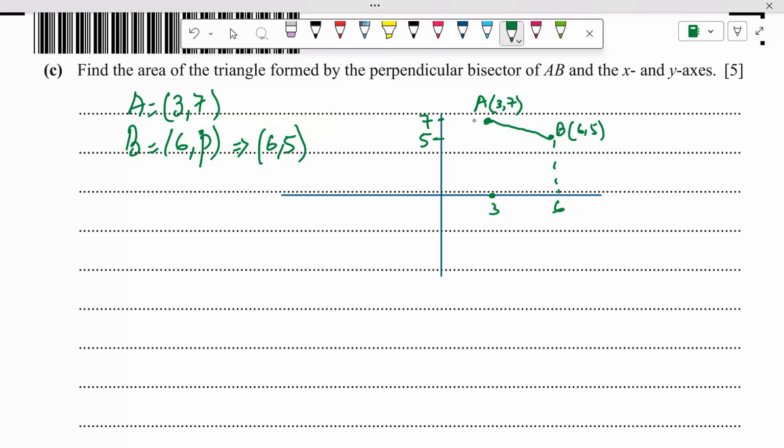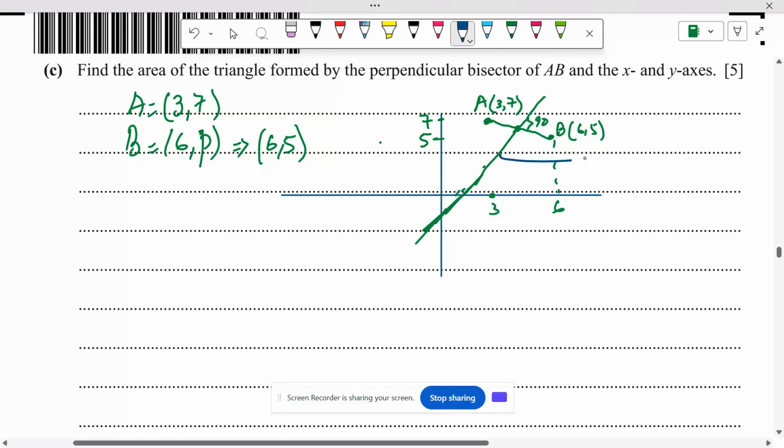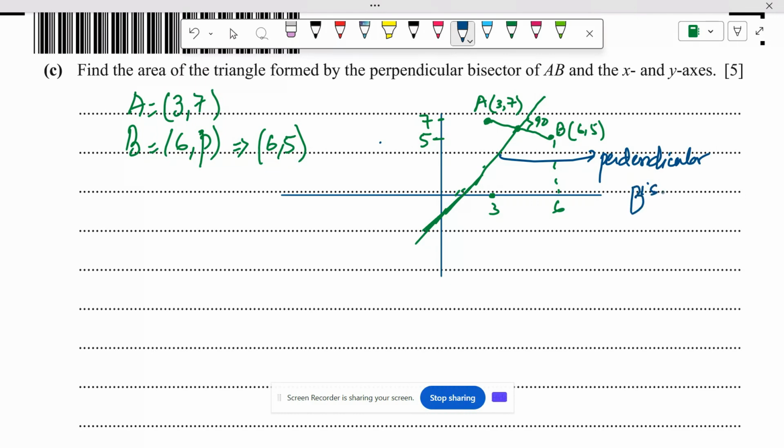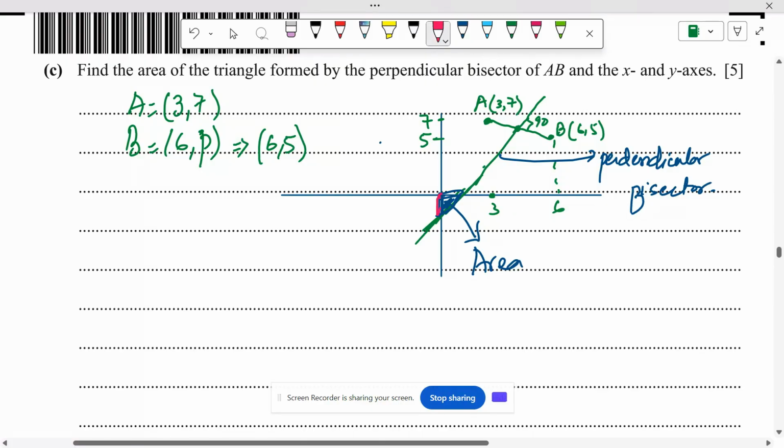This is the line AB, and we need to find the area formed by the triangle and the perpendicular bisector. So this is the midpoint bisector, and if this one is 90 degrees, it will be hitting like this. So this is the perpendicular bisector, and this is the triangle formed by the axes, and we need to find the area of this triangle.